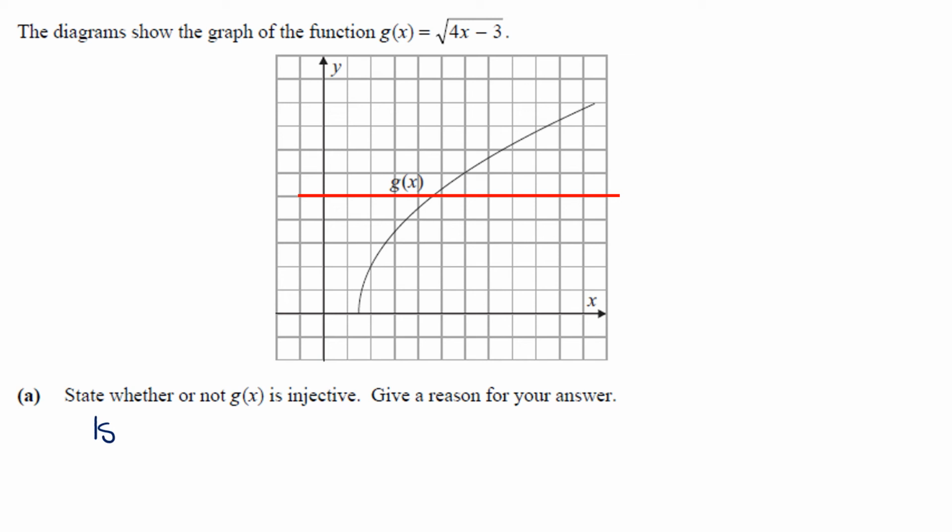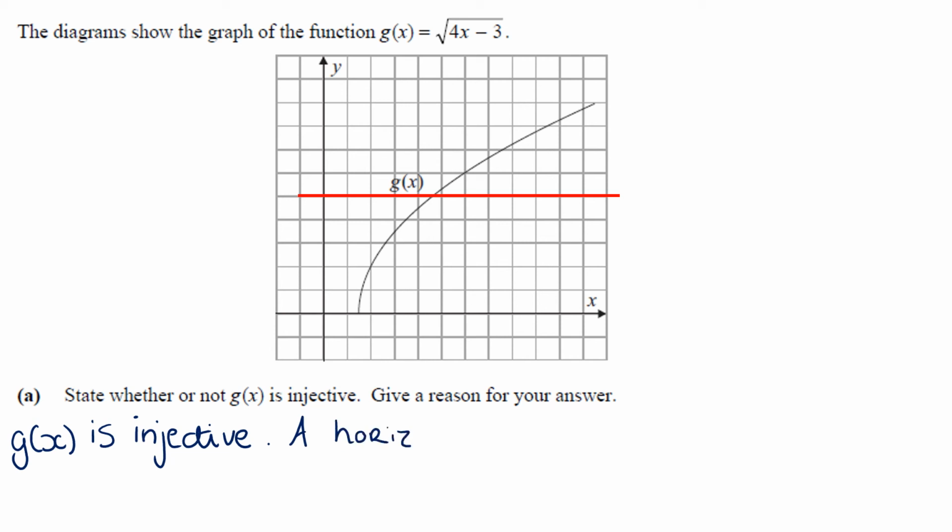So it is injective. Be really, really clear in answering your question, because we get so many different types of questions on injective, so make sure you're clear what the question is and make sure you answer it. They've asked, state whether or not it is injective. So you want to be able to turn around and say, well, g of x is injective. The reason is it passes the horizontal line test.